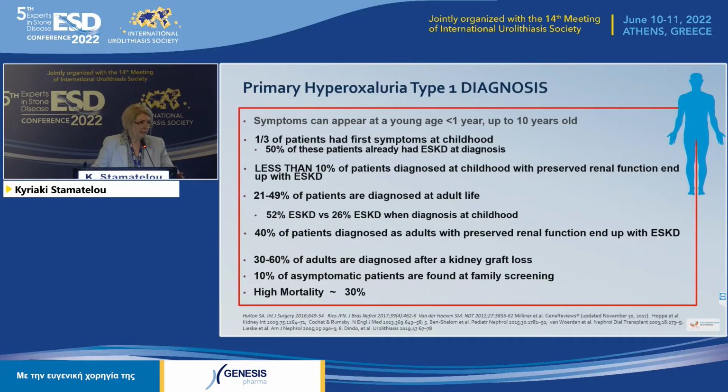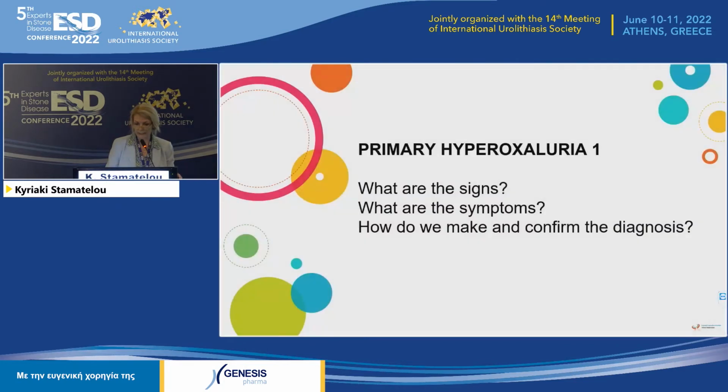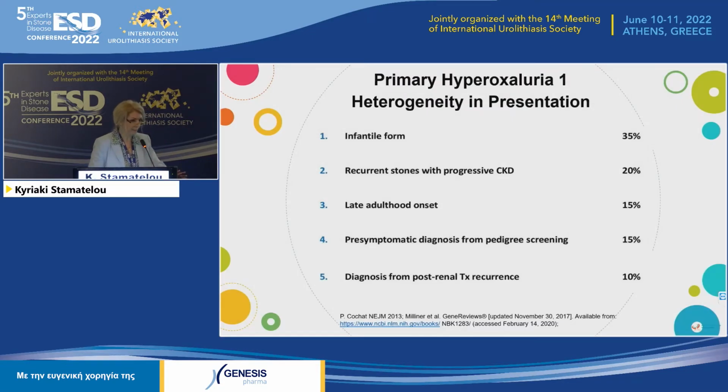And unfortunately, a large number of the adults are diagnosed after they have lost a kidney graft. 10% of asymptomatic patients are found at family screening after a person has been diagnosed in the family. And the disease, as we understand, has an overall high mortality of about 30%. So let me present to you now the signs, the symptoms, and how we can make and confirm the diagnosis of primary hyperoxaluria type 1.